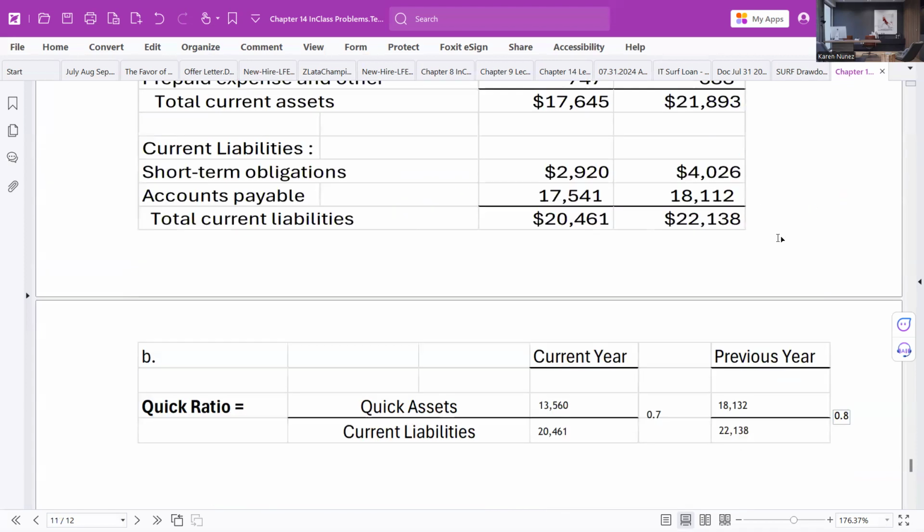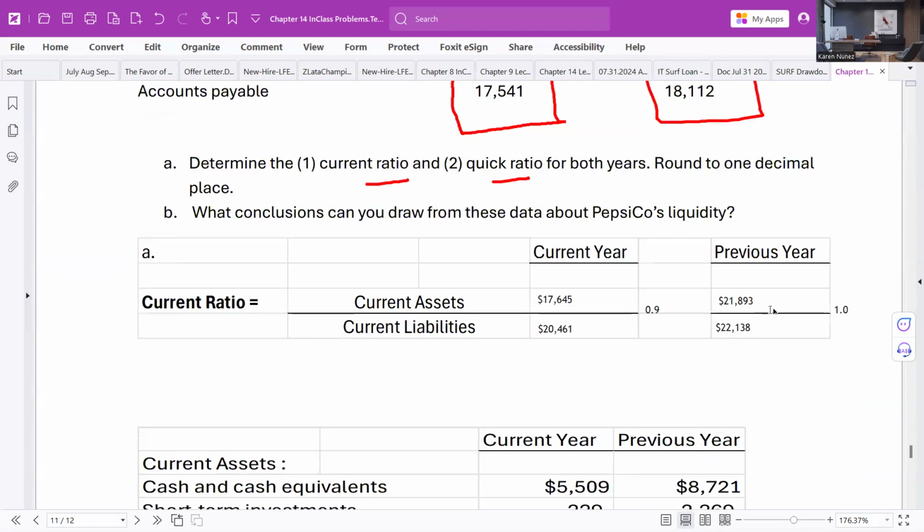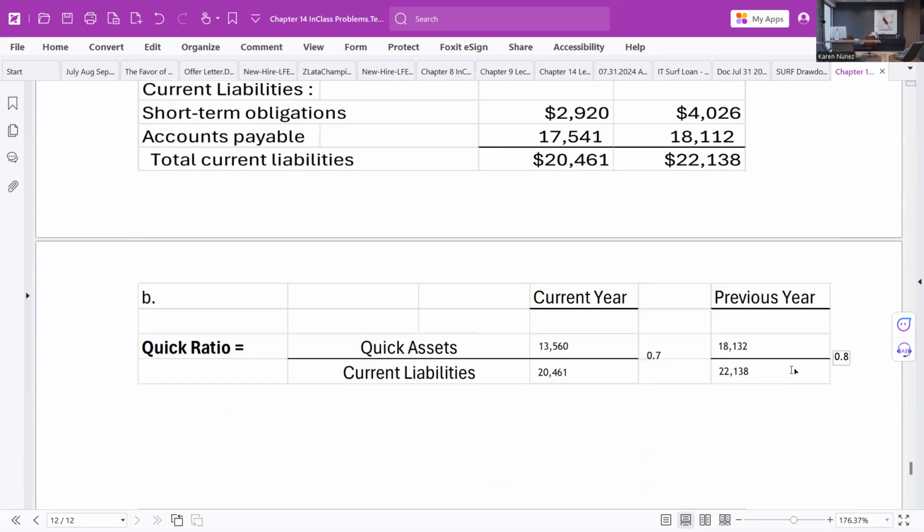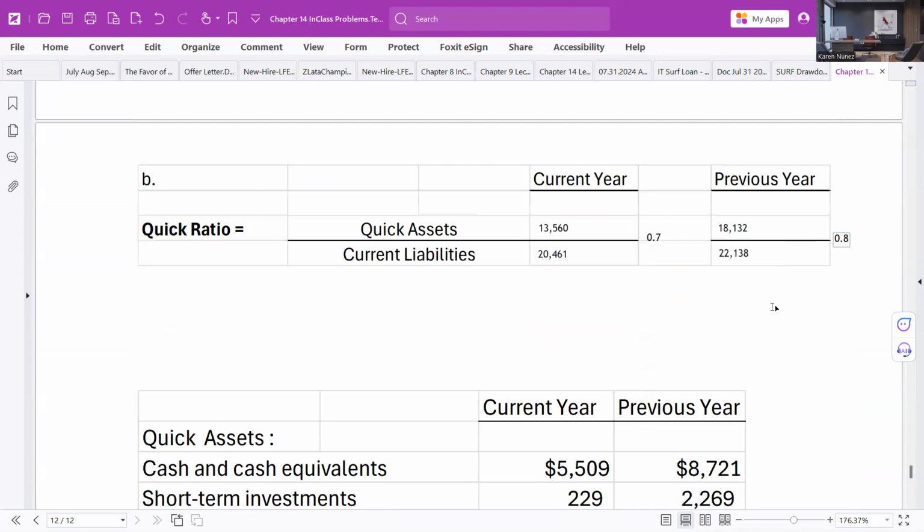So the current ratio tells us that their performance is getting worse in terms of the ability to pay those current liabilities. And the quick ratio tells us the same thing. It's getting worse in terms of their ability to pay those current liabilities. They don't have enough. For every dollar in liabilities here, they only have 70 cents in quick assets. For every dollar in liabilities here, they only have 80 cents in quick assets. Not enough. There's just not enough here.